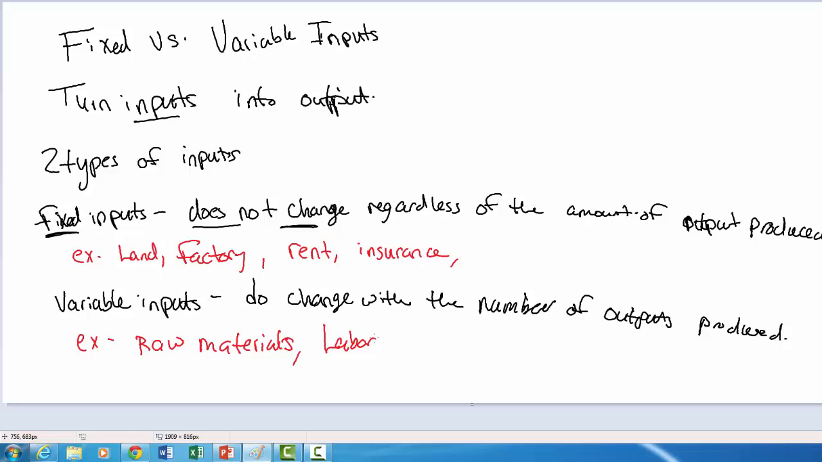So just remember this as you're getting ready to take your exam. Fixed inputs don't change regardless of the number of outputs produced. Variable inputs do change with the number of outputs produced.